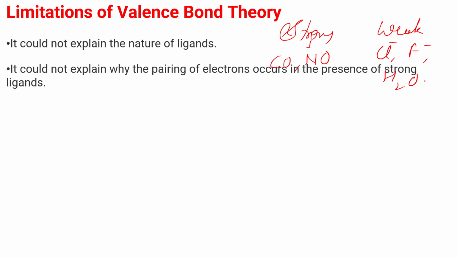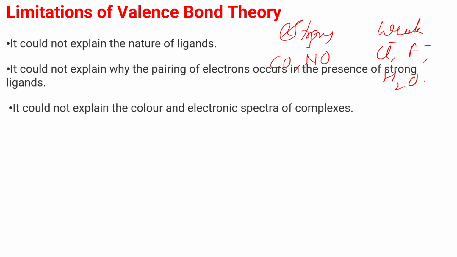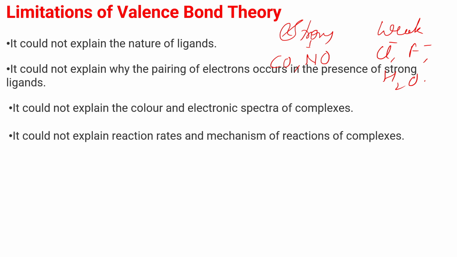They could not explain the color and electronic spectra of the complexes. Some complexes having unpaired electrons were showing colors, and some having paired electrons were not showing any colors. So they could not explain anything about the electronic spectra, the color of the complexes. They could not explain the reaction rates and the mechanism of the reactions of complexes. They were just saying that some complexes are strong, some complexes are weak. What is the reason behind that? This theory could not explain that.